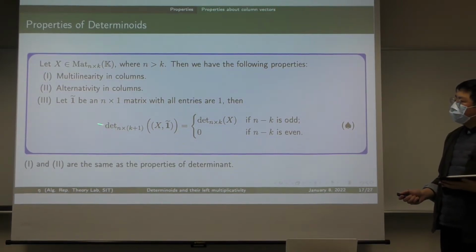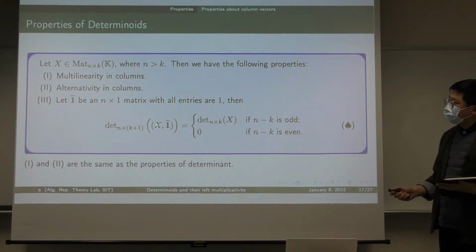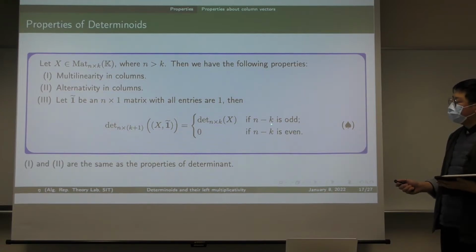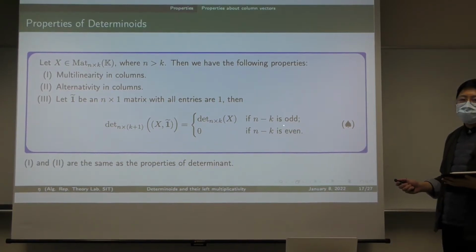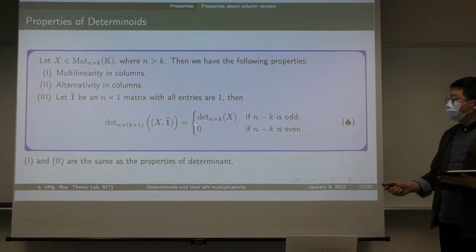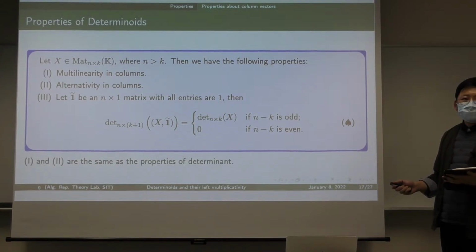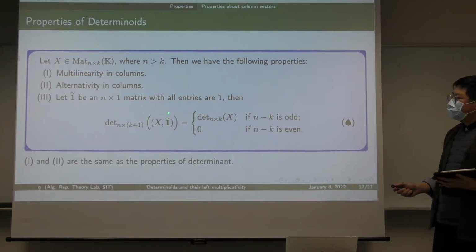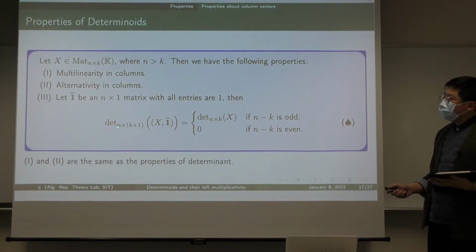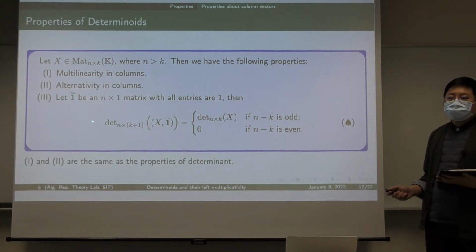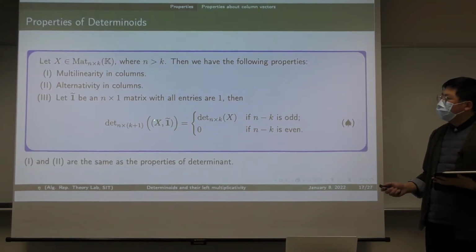Then the determinoid of the augmented matrix [X, 1 tilde] equals the determinant of X if the difference of the rows and columns is odd. If it is even, then it equals 0. So what this means is that if we are dealing with n by n-1 determinoids, we can just add a column of 1s here, and we can switch it back into normal determinants of order n.